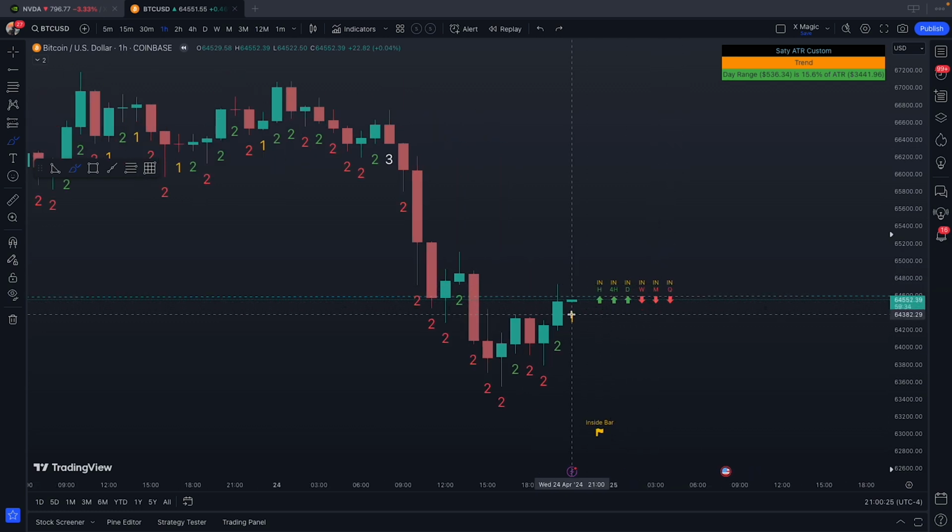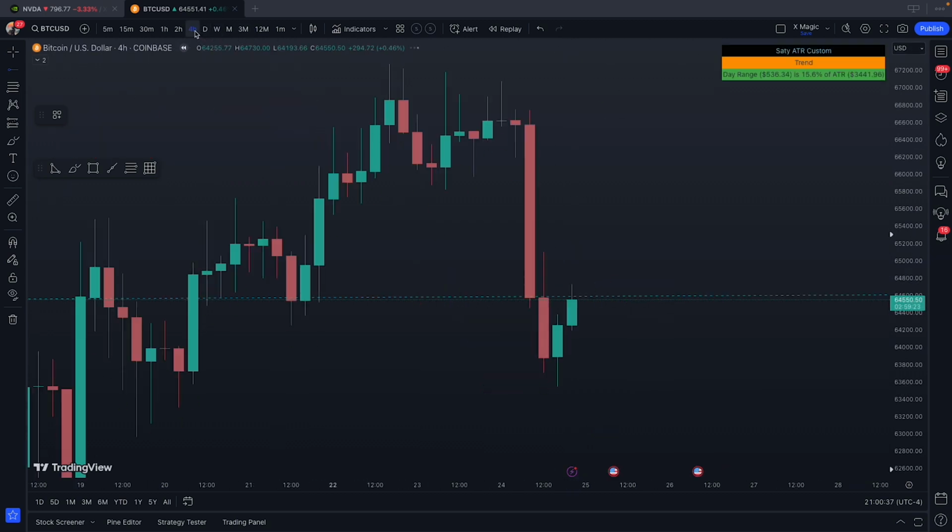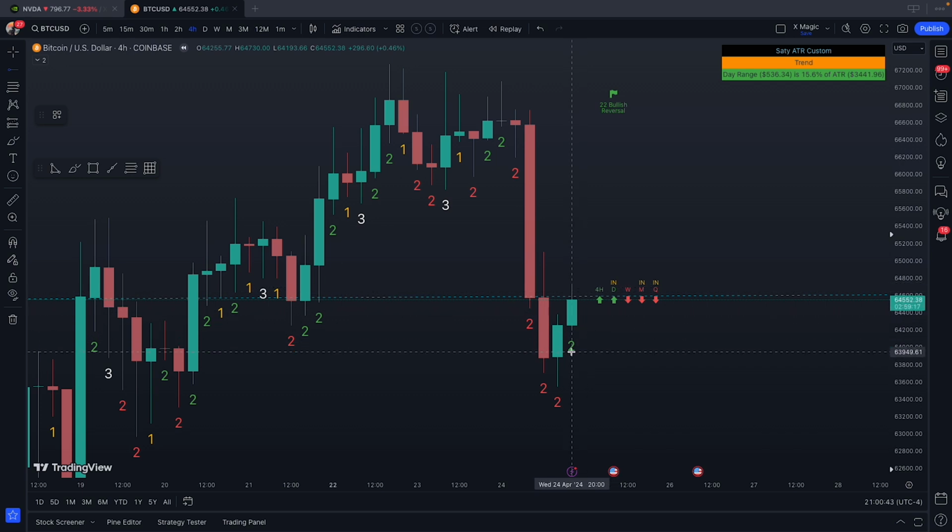Right now, as we can see, Bitcoin just printed an inside bar. So if you want to take this long, you just have to wait for the top to break, or the bottom to break on the short side. Something to keep in mind is that the 4 hour is still green. So if you short this on the 1 hour, be mindful that the higher time frame is going against what you want on the 1 hour.